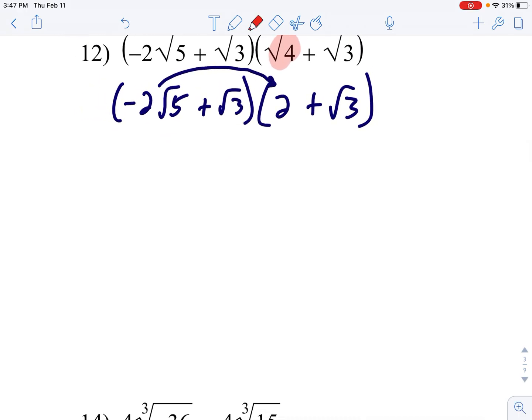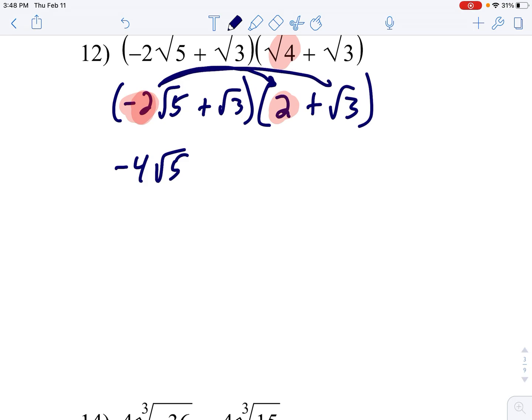Now, what does this 2 get multiplied by? The negative 2 or the 5 or both? Well, remember, you can only do coefficients times coefficients, radicands times radicands. This one's not technically a coefficient, but it's definitely not a radicand either. There's no radical over it. So you're only going to multiply the 2 by the negative 2. That's going to be negative 4 square root of 5.